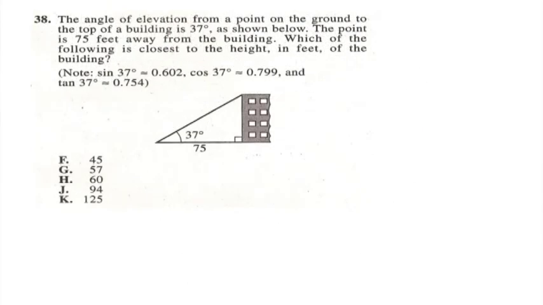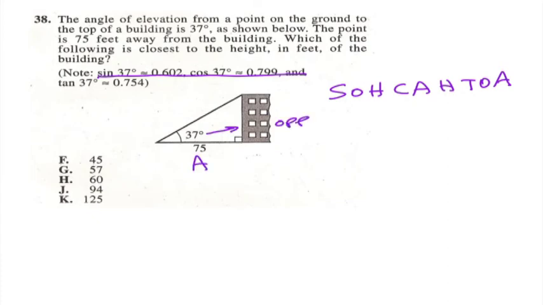Number 38. The angle of elevation from a point on the ground to the top of a building is 37 degrees. The point is 75 feet away from the building. Which of the following is closest in height, the height in feet of the building? So once again, we see that we got the sine, cosine, tangent values. So we know we're using SOHCAHTOA. And the first thing we're going to do is label the triangle relative to the 37-degree angle. Across from this is opposite, and this is adjacent, and this one is my hypotenuse.